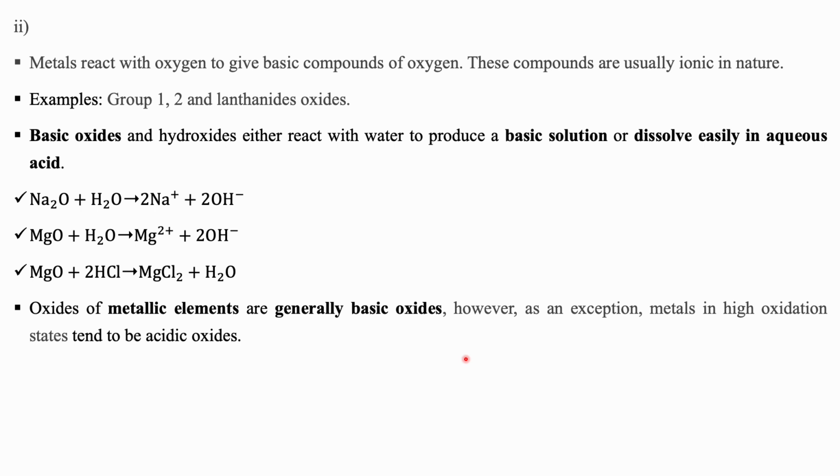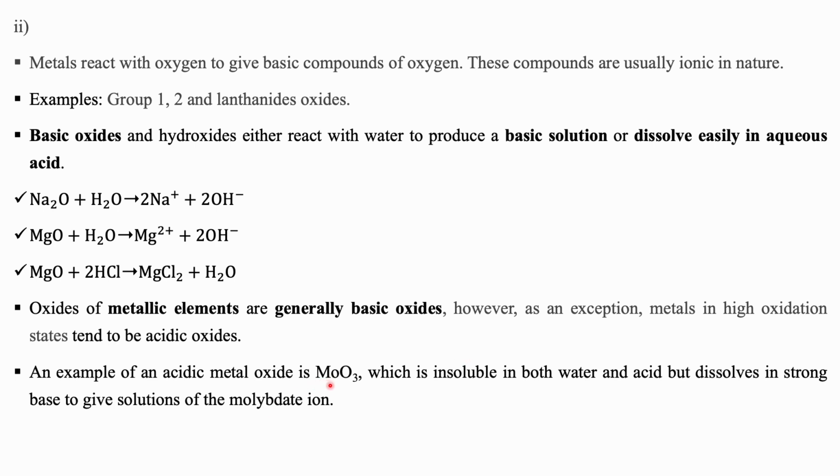So generally, the oxides of metal elements are basic oxides. But we have an exception. There is an exception for metals with high oxidation state. We also have oxides of metals which can behave as acidic oxides as an exception. But generally, the oxides of metals are basic oxides. With the exception of metals with high oxidation state, they can also behave as acidic oxides.